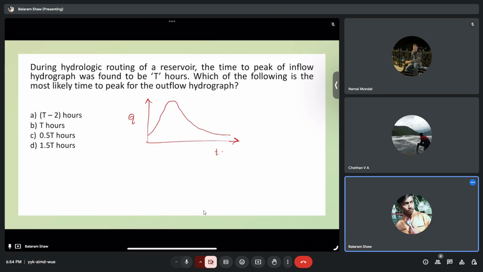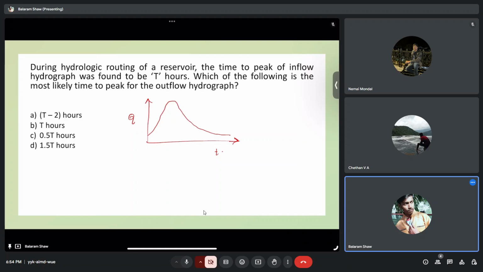Then what you can see here is that during the hydrological routing of a reservoir, the time to peak of the inflow hydrograph was found to be T hours. Okay, so let's say this is the time to peak, this is T hours. Now the question is, which of the following is the most likely time to peak for the outflow hydrograph? The first option is T minus 2 hours. T minus 2 hours will be somewhere here, right?